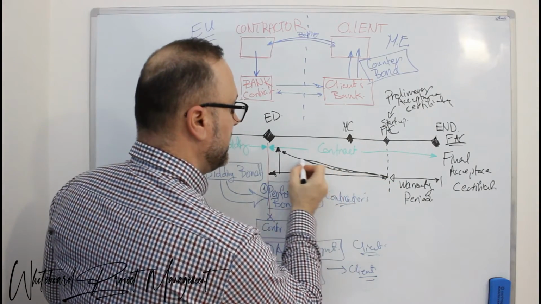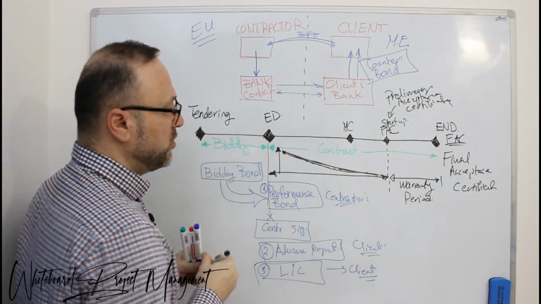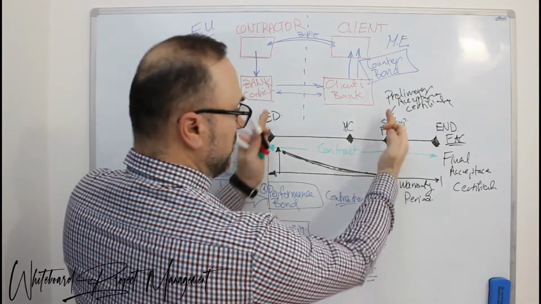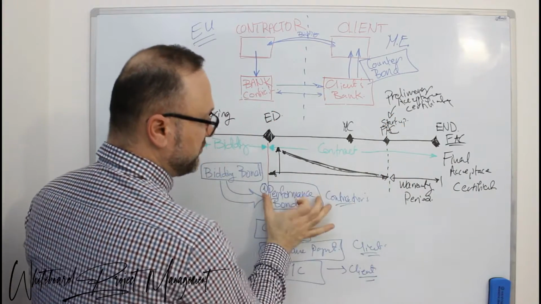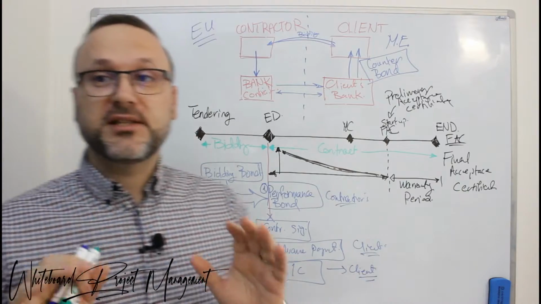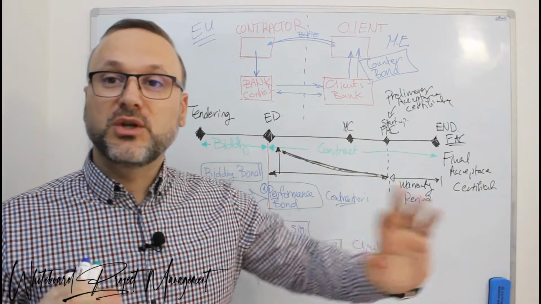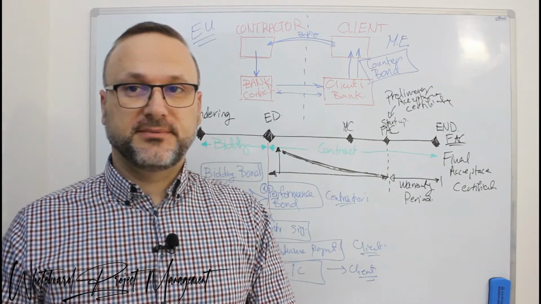Okay, so if I make it as a line, you can see that within the time of your execution, the performance bond is reduced. It is not a fixed amount from the beginning to the end, but it's a reduced amount during the project execution.